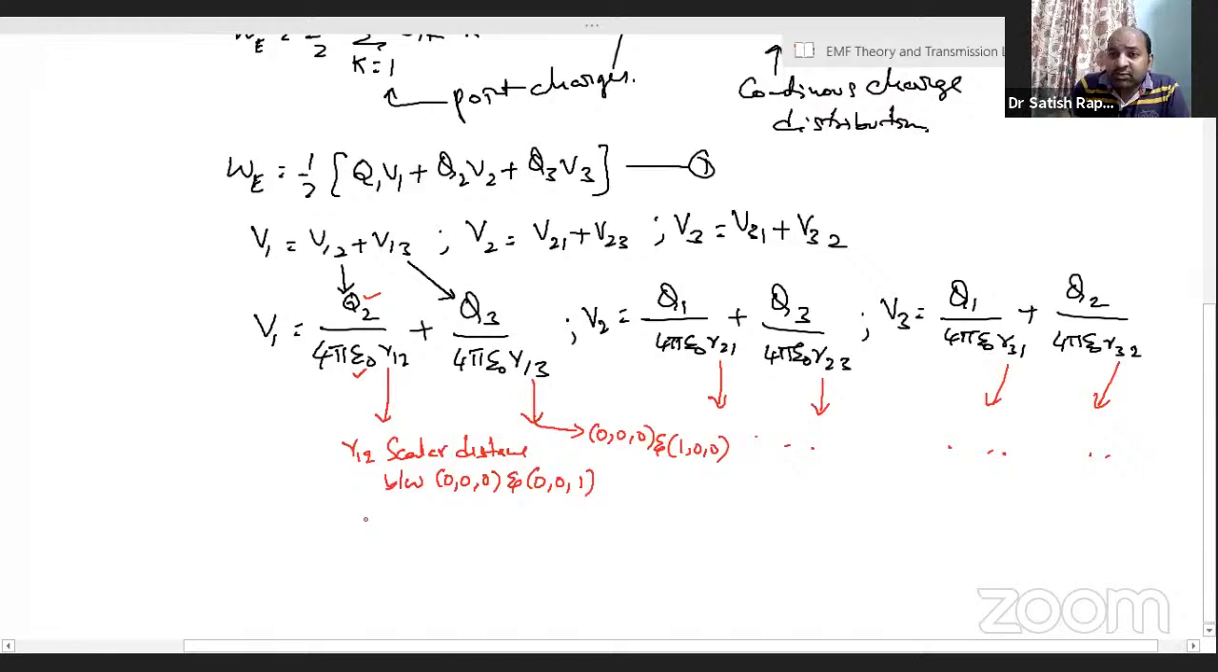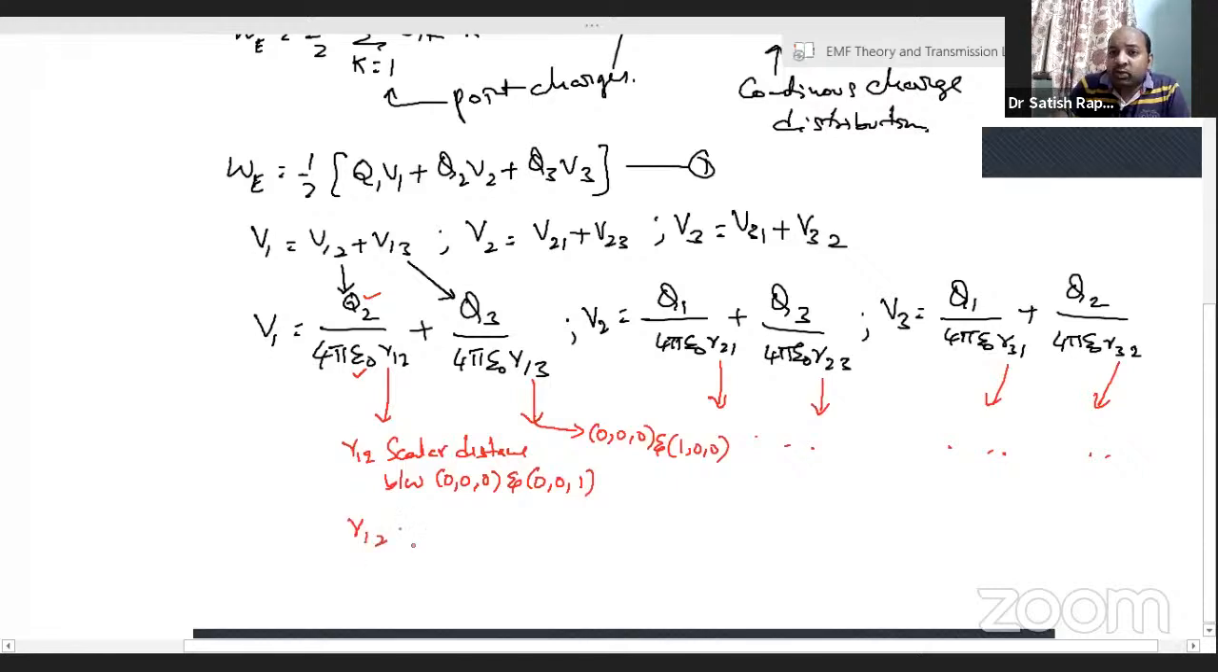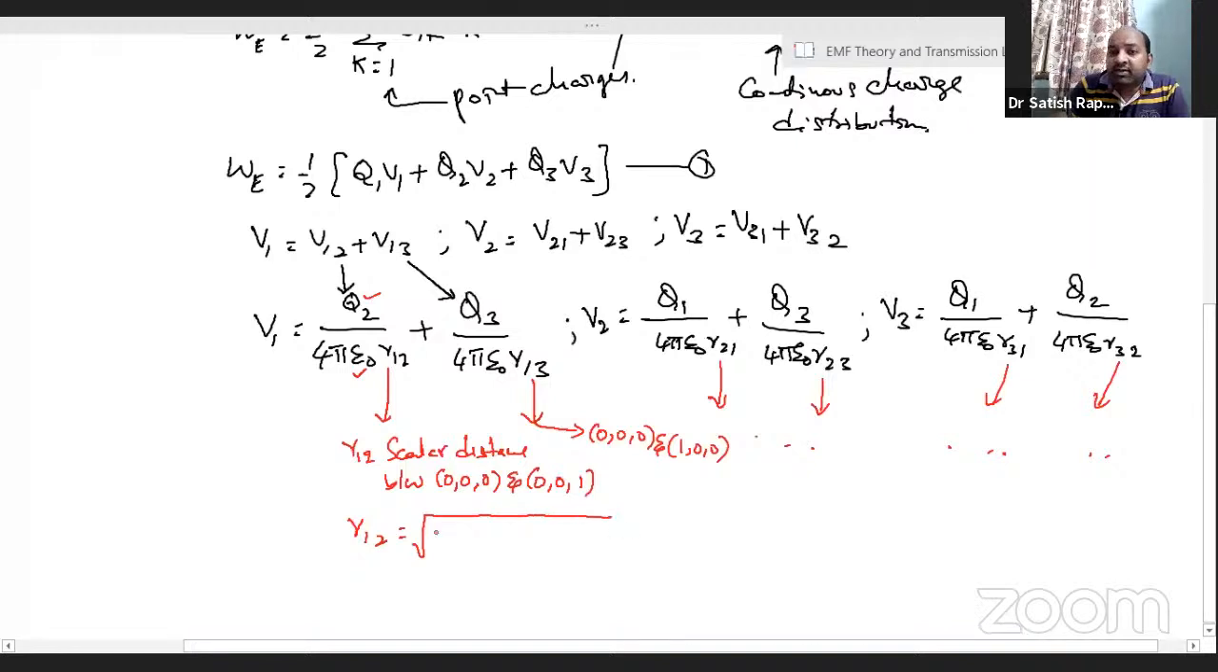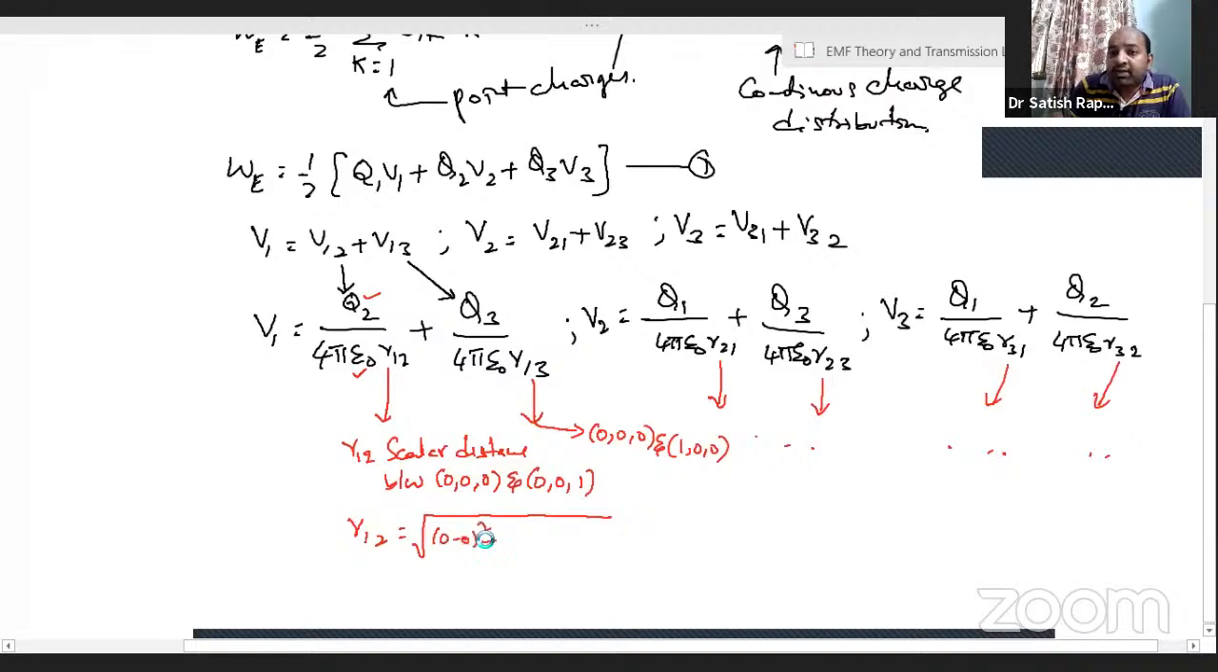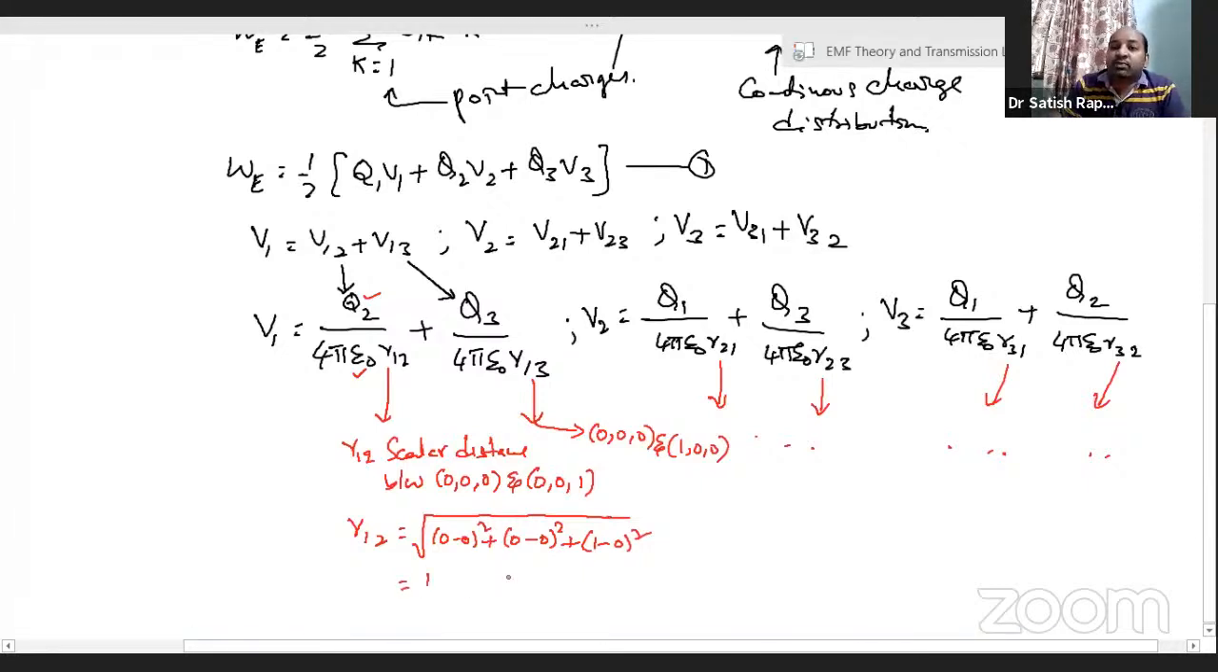So what is the distance between these two? R12 is equal to square root of 0 minus 0 whole square plus 0 minus 0 whole square plus 1 minus 0 whole square. So this is equal to 1. R12 is 1. Similarly r13 is equal to 1. So calculate r21, r23, r31, and r32, and substitute those values and simplify.